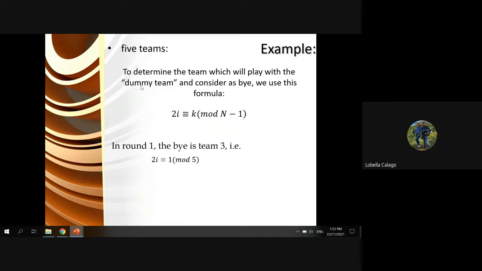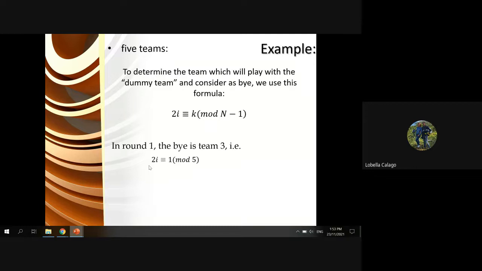Kasi we use 5 teams plus the 1, which is 6. So, magiging 5 na yan siya. Pero, pwede naman mod n na lang para hindi tayo malito. So, since we're considering the 5 teams, mod 5 na po tayo diretso. Okay, so we have 2i congruent to 1 mod 5.